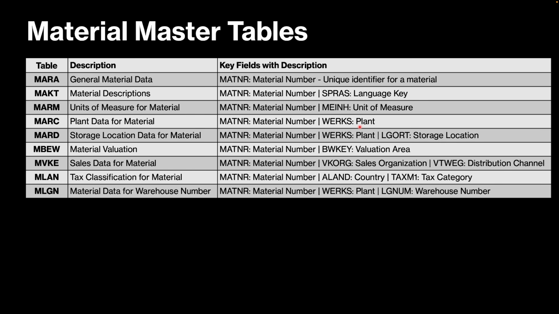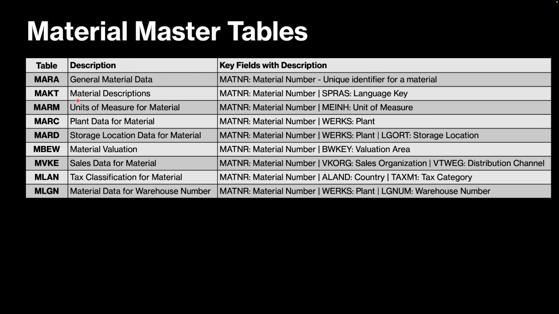So based on a combination of material number and plant, you will save a unique record for that particular material master. Similarly, for MARD, you can see here you save the storage location data. So you have three key fields, that is material number, plant, and storage location. So based on a unique combination of material number, plant, and storage location, you will have a unique record in this particular table MARD. So you can see for each of these tables, you have various different key fields based on which you will maintain the data.